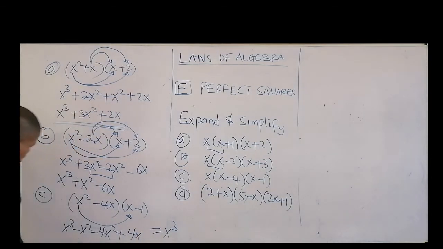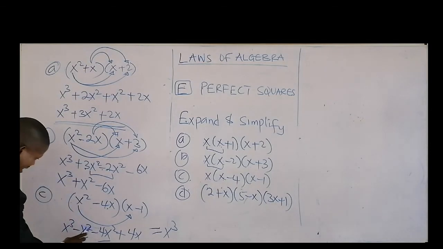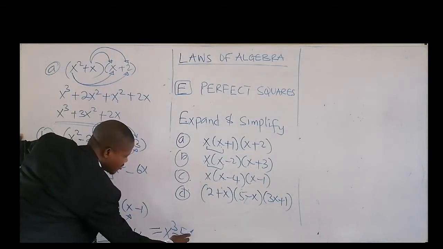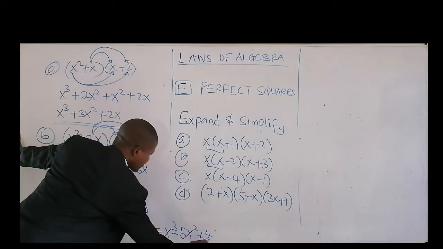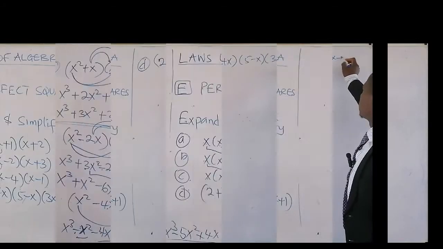x cubed minus this. So before you can add or subtract, the powers must be the same. And what you are doing is just the coefficient. This is minus 1. The coefficient of this one is minus 1. The coefficient of this one is what? Minus 4. So minus 1, minus 4, that's minus 5. Then you put that variable by the side. Without what? Plus 4x. So that finished that.